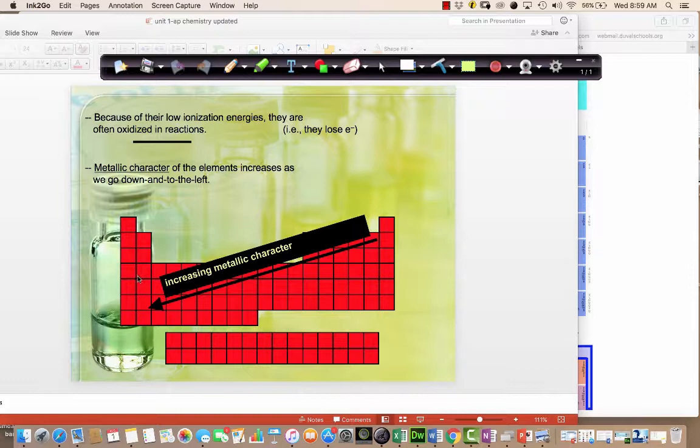So now, if we're looking at metals, because they have lower ionization energies, they are often oxidized in reactions. Basically, that means that they lose electrons. So when we have a metal, they will become cations, never anions, because it's easier for them to lose electrons than to gain the electrons. Now, metallic characteristics of the elements actually increase as we go down and to the left. Now, this is a trend that you can see a lot of discrepancies in, but in general, it increases to the bottom left corner.